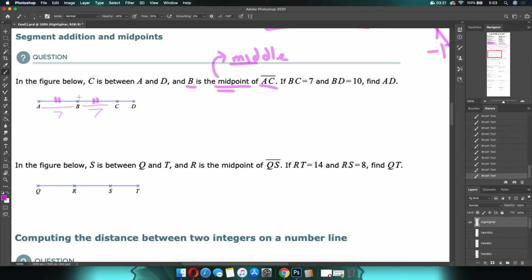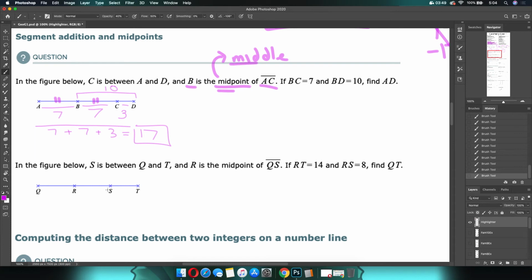And then what are we told? We are told BD from here to here is 10. All right, so if this is 10 and this is 7, what is CD going to be? It is going to be 3. Once I have all of my little smalls here, I am all set. I am ready to find AD, which is 7 plus 7 plus 3, which is 17, and that's going to be my answer.